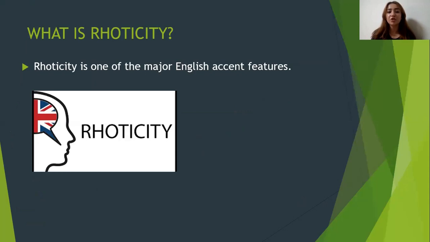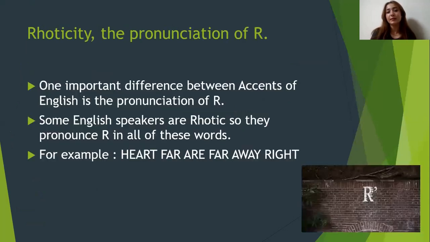Rhoticity is one of the major English accent features. And rhoticity basically means the pronunciation of R, as you can see the R letter here. One important difference between accents of English is the pronunciation of R.